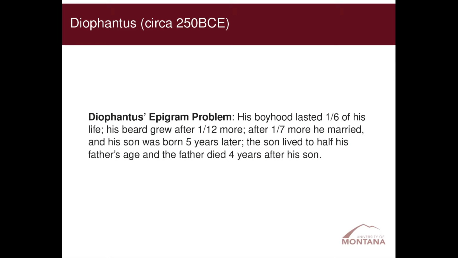So one thing we know about Diophantus is he had a famous problem on his tombstone. This is known as the Diophantus epigram or epitaph problem. It says his boyhood lasted 1/6 of his life. His beard grew after 1/12 more. After 1/7 more, he was married, and his son was born 5 years later. His son lived to half of his father's age, and the father died 4 years after his son. So maybe a fun way to give a nod to Diophantus might be to solve his epigram problem. So let's go ahead and do that now.